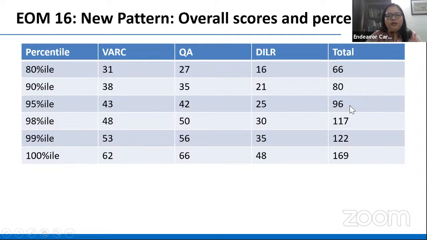These are really overall slightly low scores. 96, DILR 25, QA 42, and VARC 43. 98 percentile is at 117 with 30 in DILR, 50 in QA, 48 in VARC. A 99 percentile is at 122, which is 35 in DILR, 56 in QA, and a 53 in VARC. 100 percentile is at 169 plus with a 48 in DILR, 66 in QA, and a 62 plus in VARC. So this is what EOM 16 is all about.